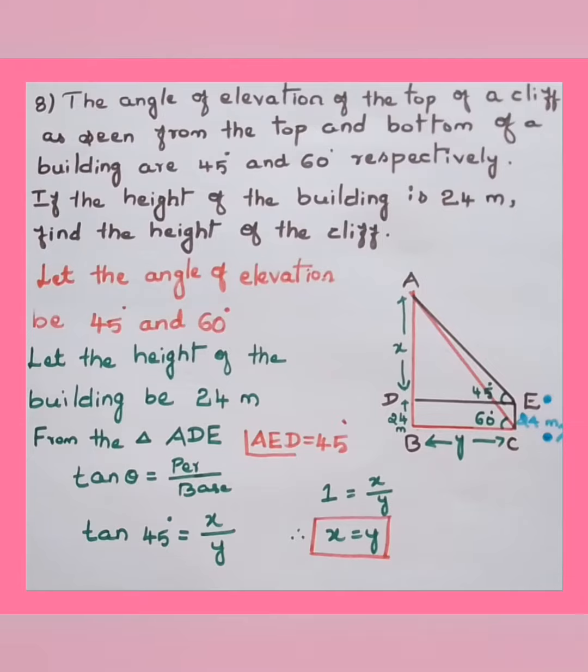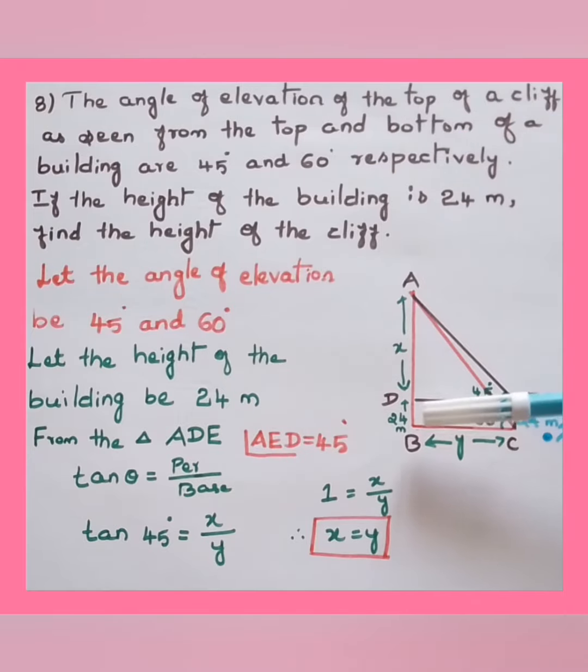Next we shall move to a different type of problem related to heights and distances. The angle of elevation of the top of a cliff as seen from the top and bottom of a building are 45 degrees and 60 degrees respectively. If the height of the building is 24 meters, find the height of the cliff. So the height of the building is given.